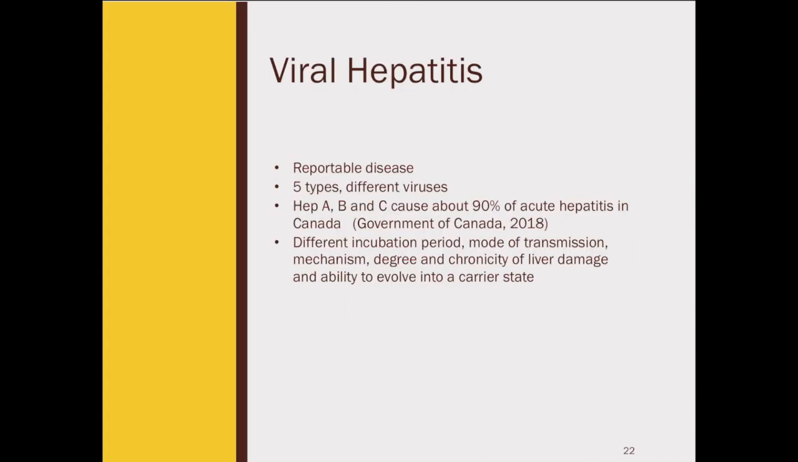So viral hepatitis, remember that this is a reportable disease for an exam, okay? You have to report that. There are 5 different types, but 90% are caused by Hep A, B, and C, so that's what we're going to focus on. They have different incubation periods and modes of transmission, because it can't just be easy. So let's go through, because these often will show up on a test, and you just want to make sure you know the difference between all of them.